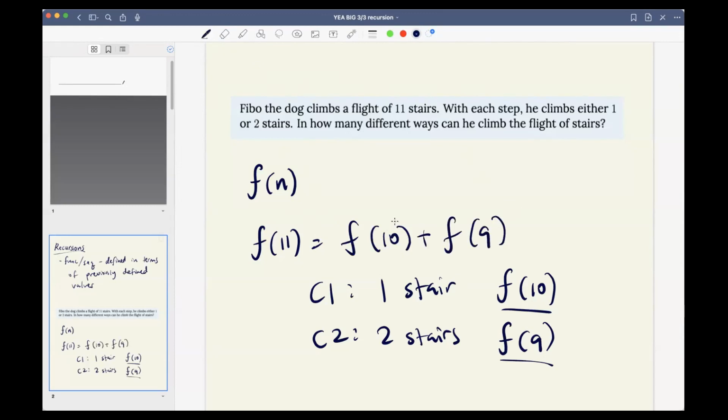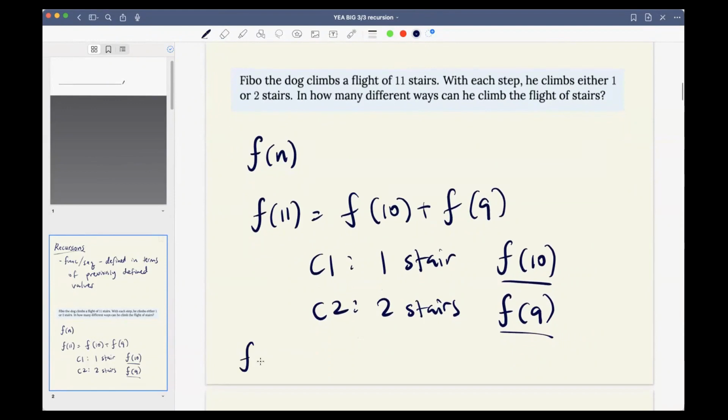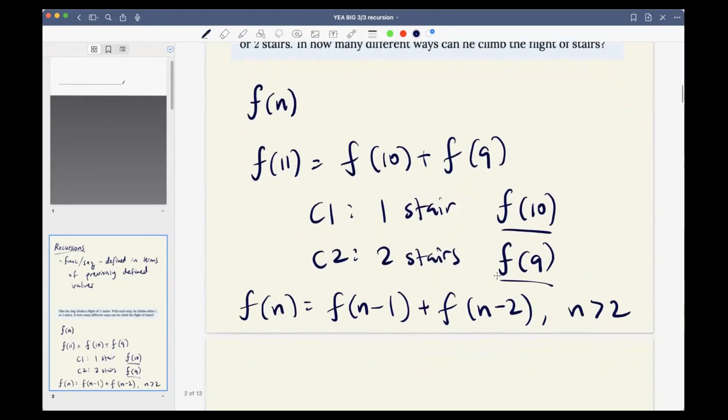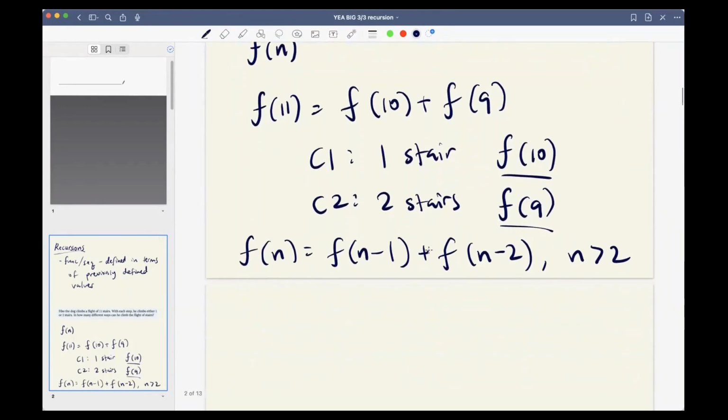And this doesn't just apply for the last step. This applies for every single step. You can split into two cases: either one stair for the last step, or two stairs for the last step. So for any f(n), it's equal to f(n-1) plus f(n-2), and this is only for n greater than 2, of course. This looks pretty familiar. It's the Fibonacci sequence recursion.